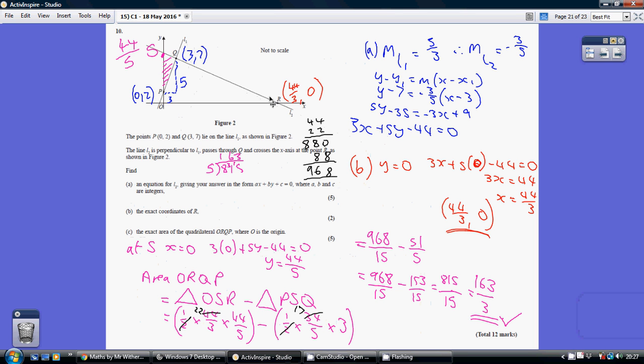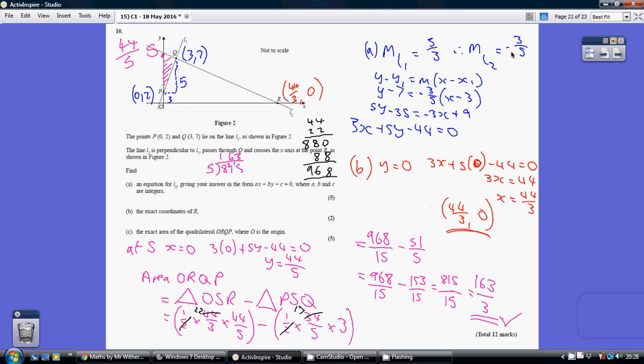Now, L2 is perpendicular to L1, so if we can find out the gradient of L1, we can just flip it over and change the sign to get the gradient for L2. So, just looking at L1, the coordinates (0, 2) and (3, 7) are both on L1. If we pop the triangle in there, that gives us a base going from 0 to 3 of 3, and a height going from 2 to 7, which is 5. So the gradient of L1, y step over x step, is positive 5 over 3. So our gradient of L2 is minus 3 over 5.